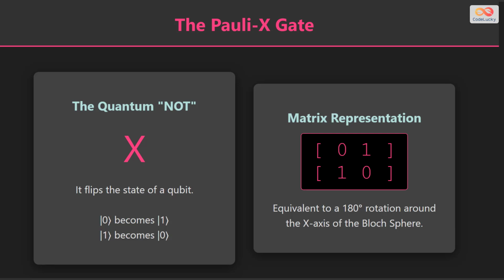First up is the Pauli-X Gate. You can think of this as the quantum version of the NOT gate. If your qubit is in state 0, the X gate flips it to state 1, and vice versa. It essentially inverts the bit.